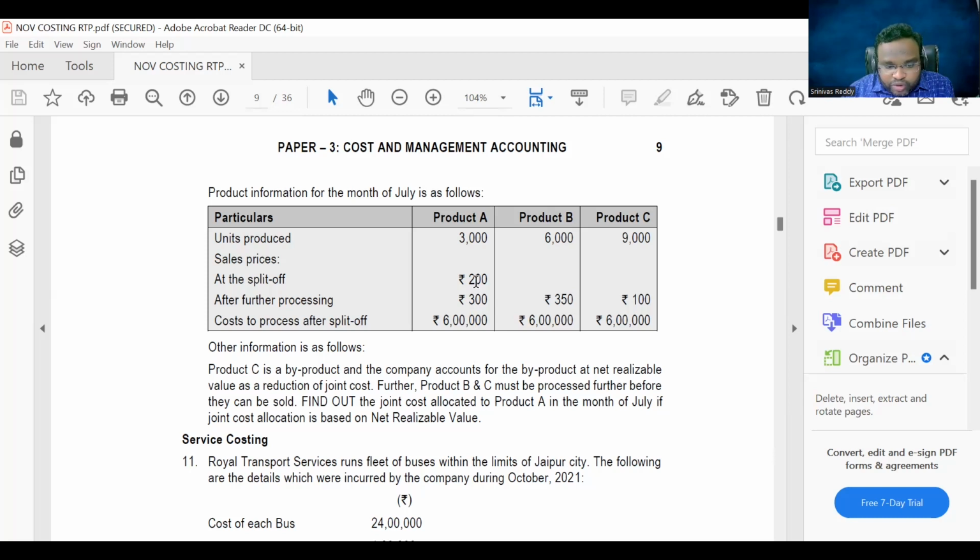Product C is a byproduct, and the company accounts for the byproduct at net realizable value as a reduction of joint cost. Further, product B and C must be processed further before they can be sold. Find out the joint cost allocated to product A in the month of July if the joint cost allocation is based on NRV method. We need to find out the NRV of A, B, and C. So A will be sold at split-off point. B and C, what is your NRV? That we need to calculate.